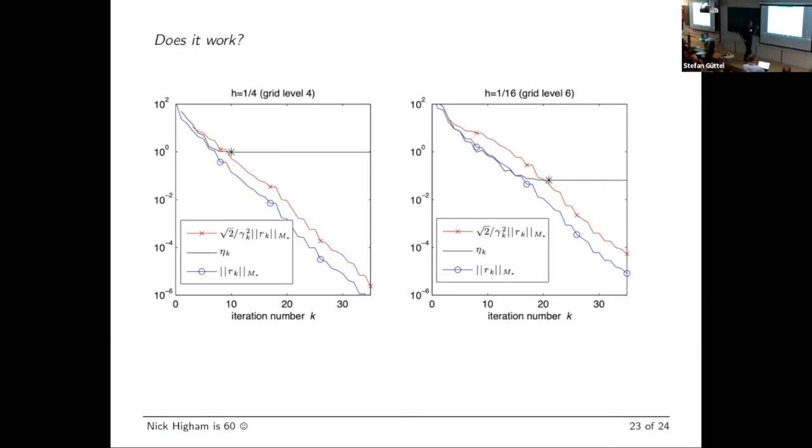Whereas if I refine the grid, 2 grid refinements, I keep going for longer. I now do 20 iterations. And at this point, the error is now smaller. I've reduced the error from here to here because I've got a finer grid.